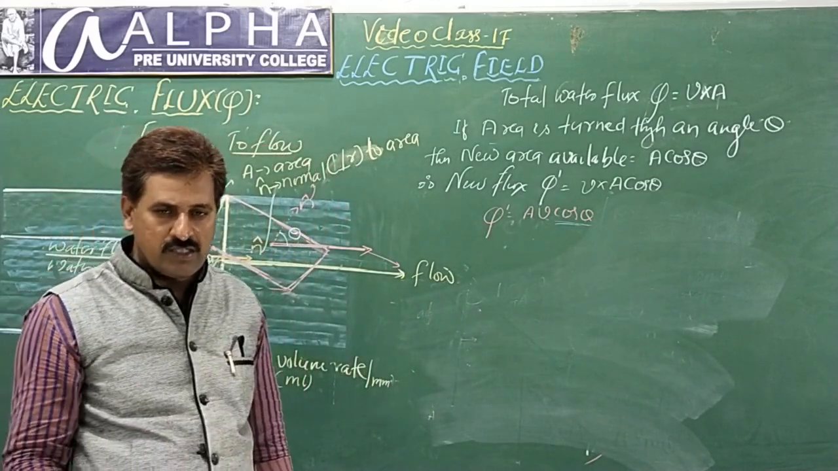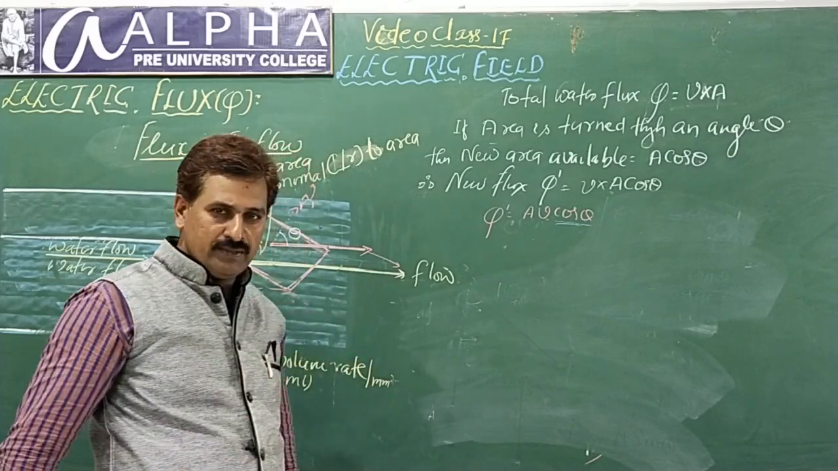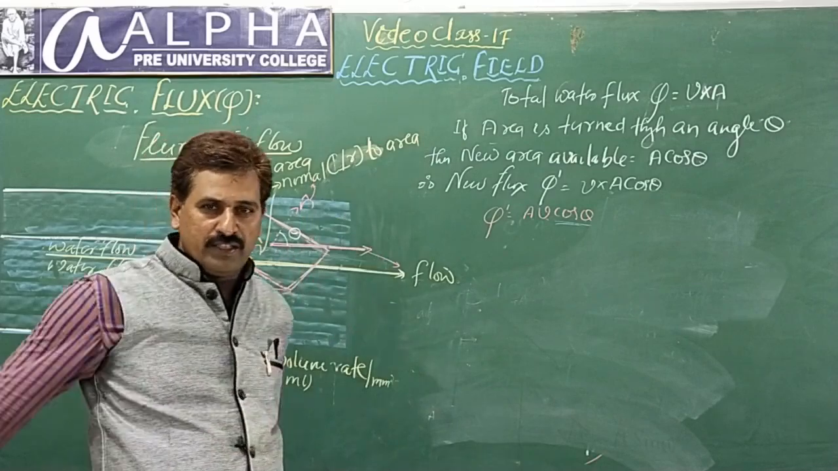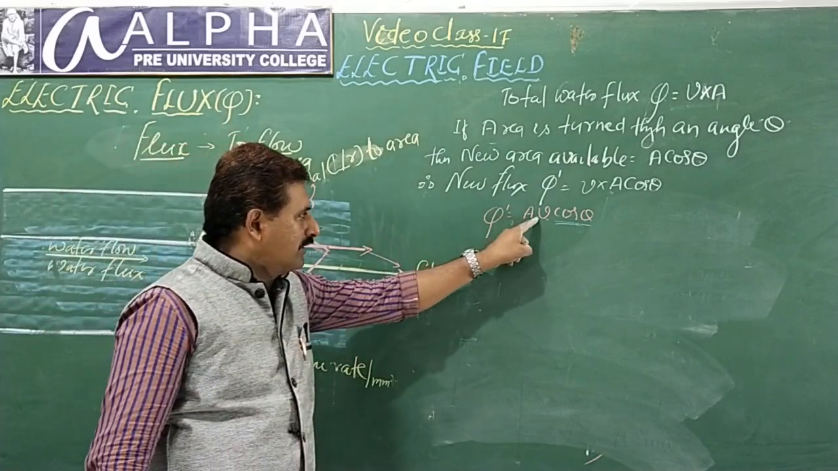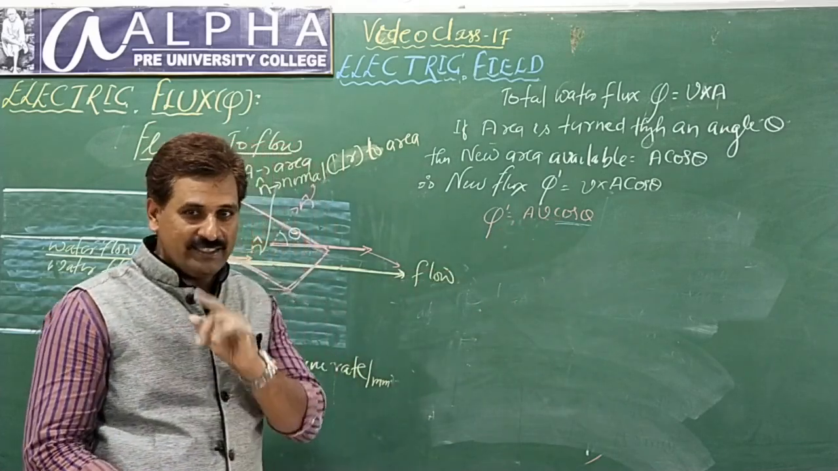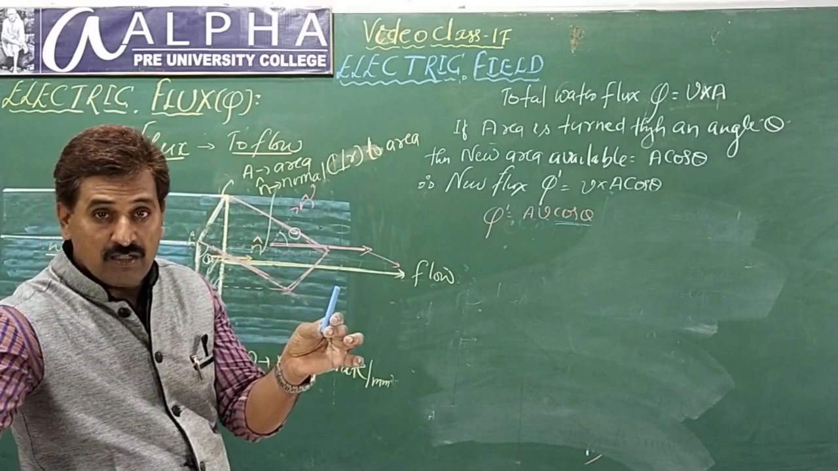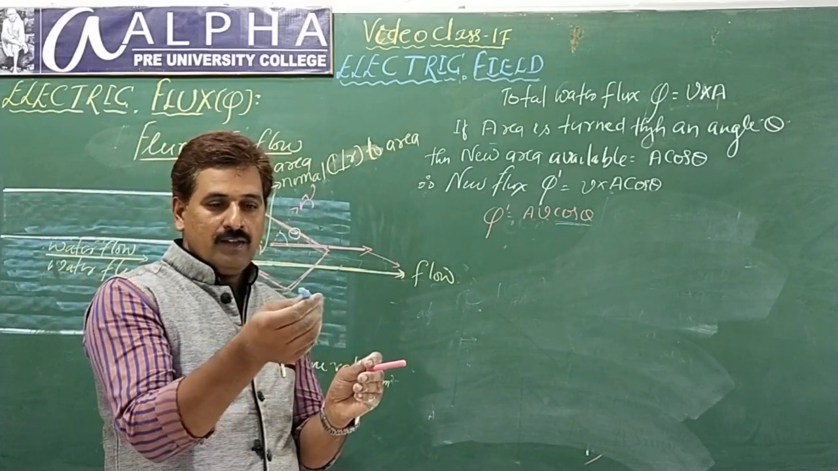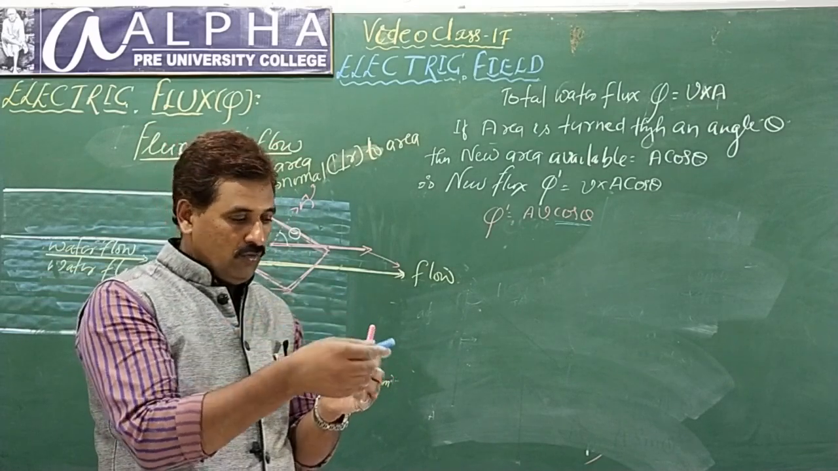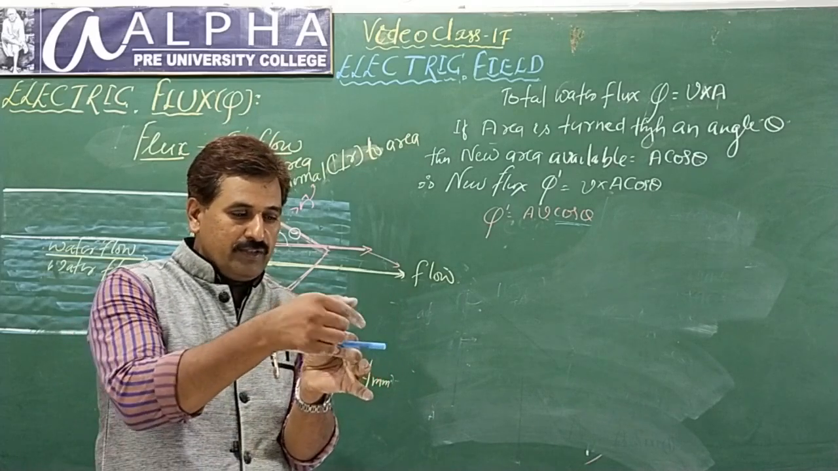Students, you watch this video thoroughly, carefully. Play this 2-3 times. Like this only you have to think. This is how we explain the general expression for flux. Flux is AV cos theta. What is theta? Theta is the angle between the normal to the area and the direction of flow. Flow direction is like this, and this is the normal. Between these two is the angle.